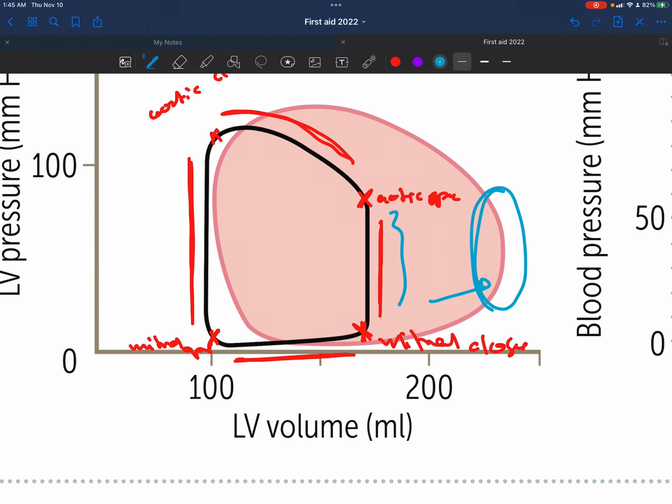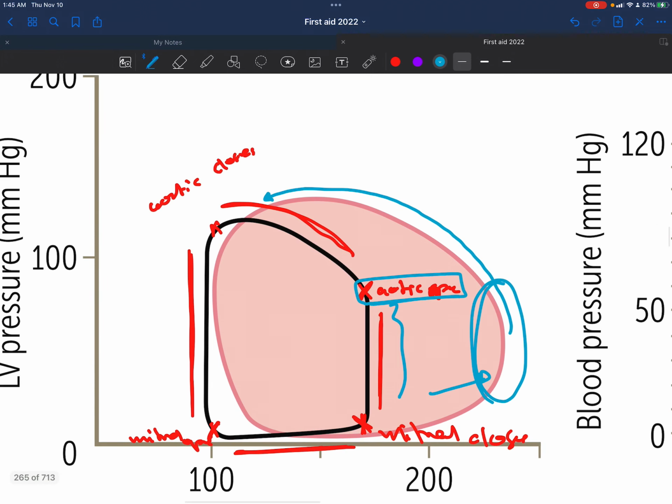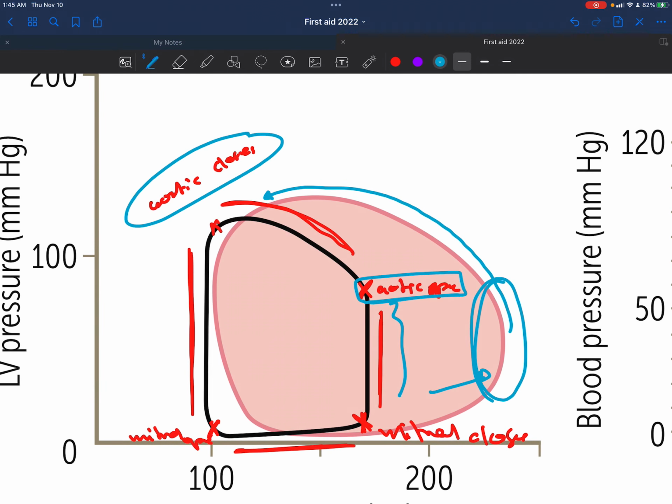Because now we don't have an acute or obvious aortic opening. The aorta is always going to be open. So there is no actual point where the aortic valve opens. So it's going to be a really huge curve over here, because we don't have an actual opening of the aortic valve. It's always open. And there you go, we end up at the aortic valve closure. There's also no specific point where the aortic valve closes.